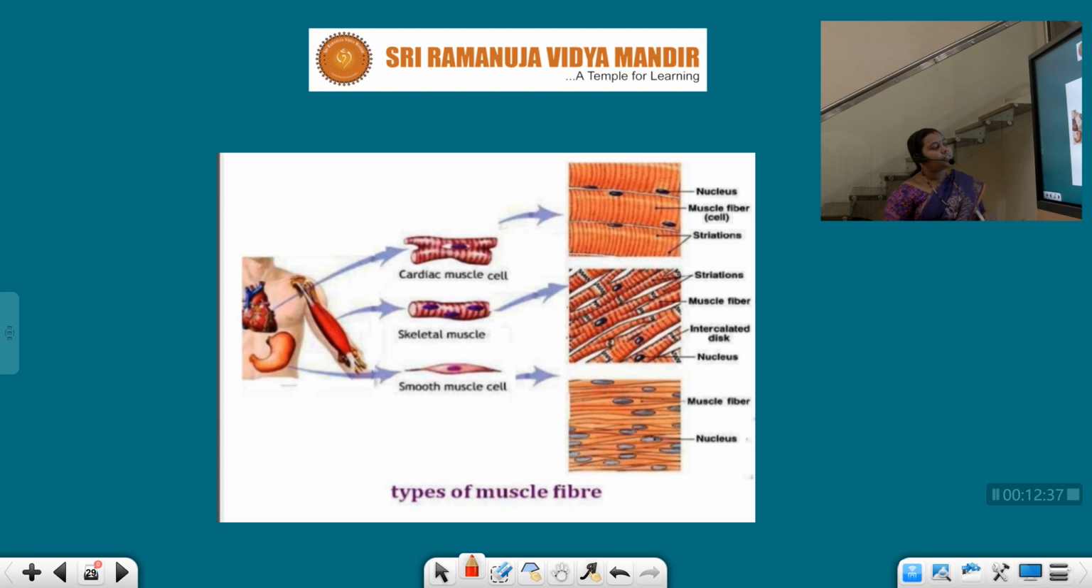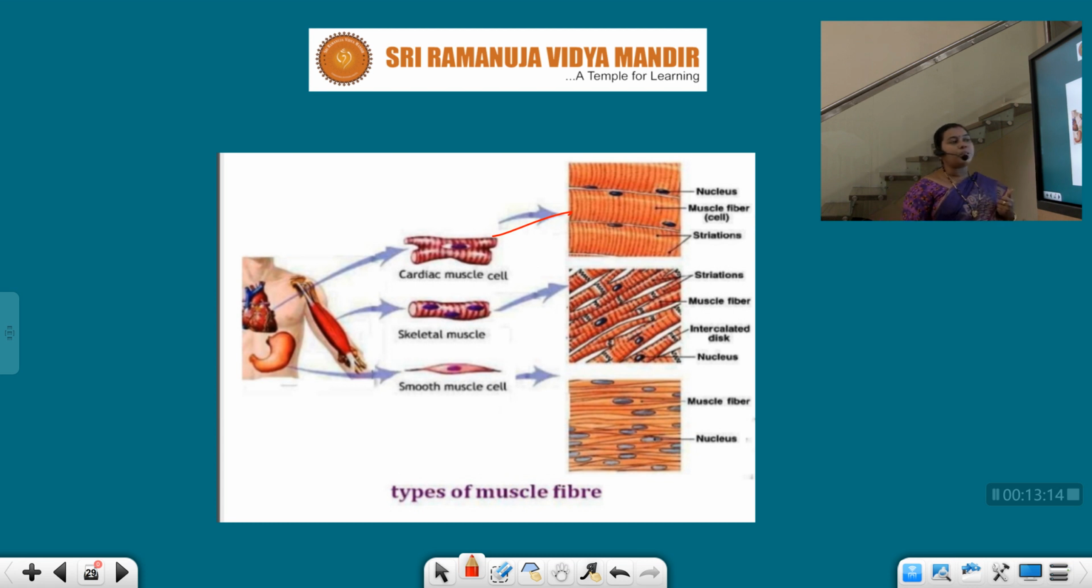Next, see, these are the different types of muscle fibers: cardiac, skeletal, smooth. In cardiac muscle, striations are present. Many nuclei are present, and these are mostly present in the inner walls of the heart. Skeletal, also known as striated muscle, has striations across it, with many nuclei, and they are attached with the bone. That's the reason it has got the name skeletal muscles.